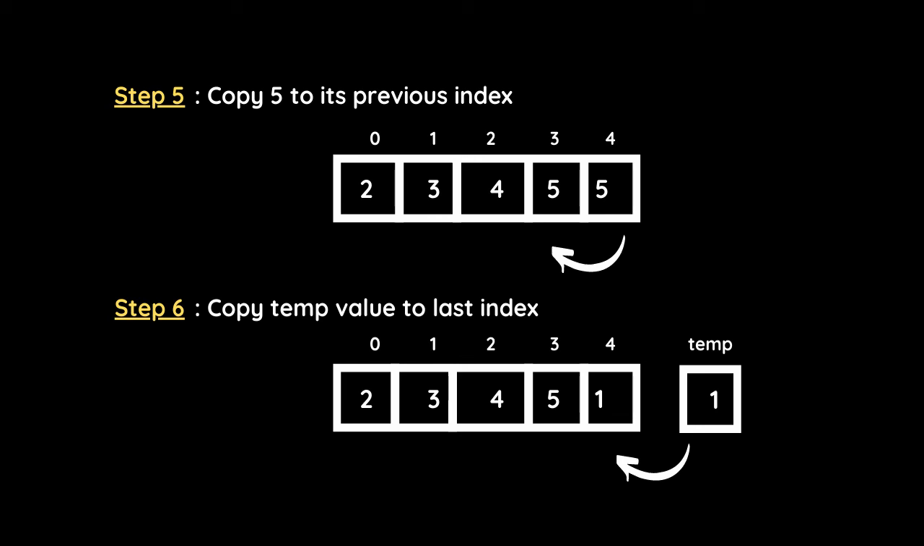Now once we copy all the elements to their previous indexes, the last thing is to copy the temp value to the last index. So remember, we have copied the value of first index to the temp variable. So now we will copy the value of temp variable to the last index of the array, which is 4th index. So our array will look like this. So this is how you can left rotate the array by 1, and the time complexity of this particular algorithm will be big O of n.